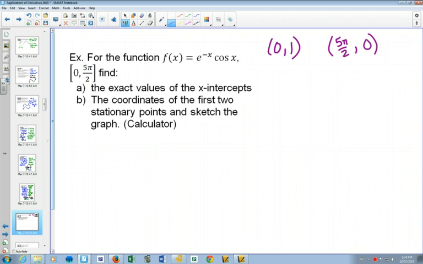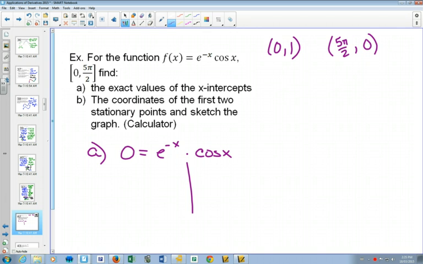A couple of things. If we want to find the exact values of our x-intercepts, that's when our function is equal to 0. So we have this. It's two things multiplied by each other, so in a sense, we can look at where is e to the negative x equal to 0 and where is cos of x equal to 0. And again, we're only looking on the domain from 0 to 5 pi over 2. Which of those two seems an easier task to start with? Let's do the easier one first. The cos or the e to the negative x?